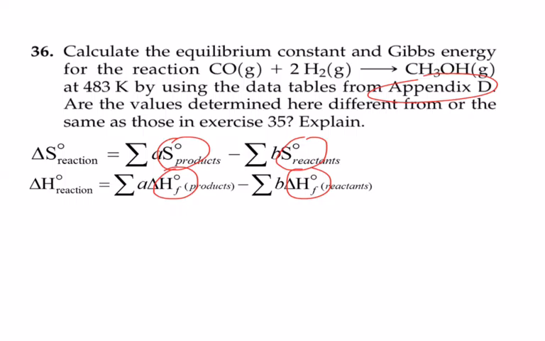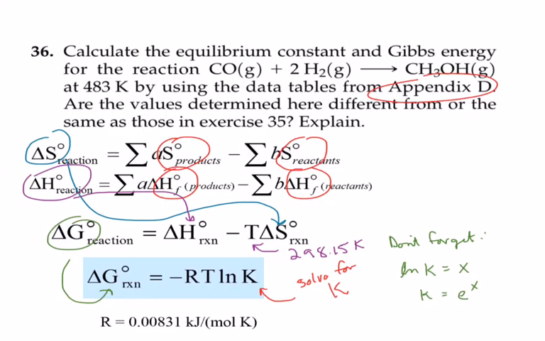Does that make sense? Let me double check. So you'll get delta G from delta S and delta H. And then you're going to use delta G is equal to negative RT ln of K to get to K. And over here in the margin in the green, I kind of reminded you what we just did.